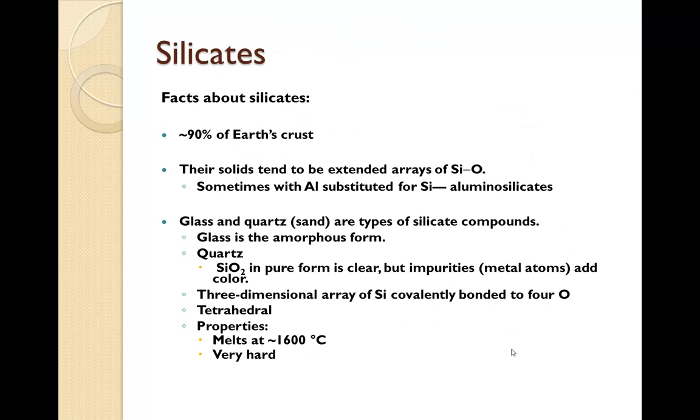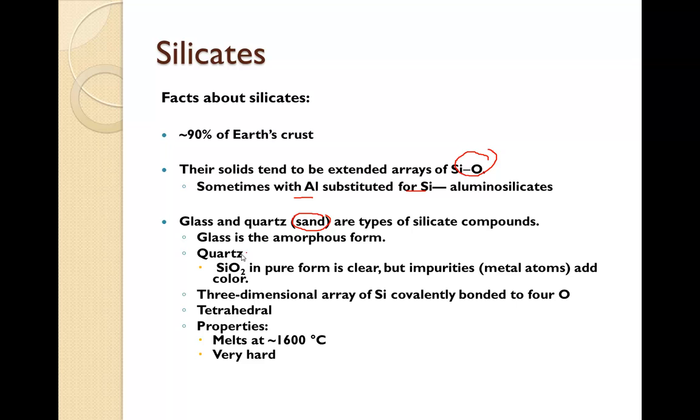Silicates are found in approximately 90% of the Earth's surface. Their solids tend to extend an array of silicon and oxygen bonded together. Sometimes aluminum is substituted for that silicon. Glass and quartz, or sand, are types of silicate compounds. Glass is an amorphous form, while quartz is very clear where some impurities are added, which are crystalline.